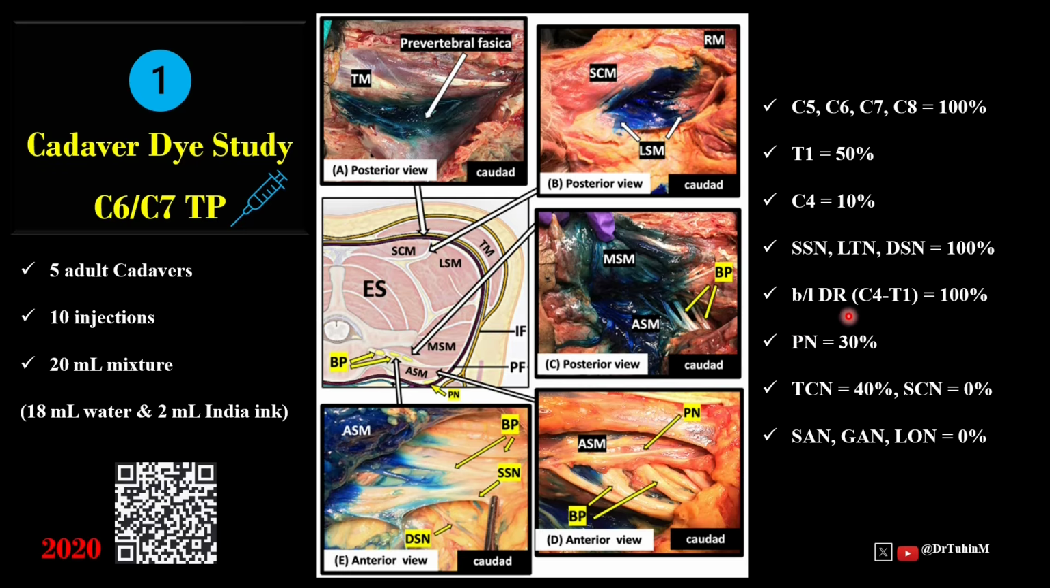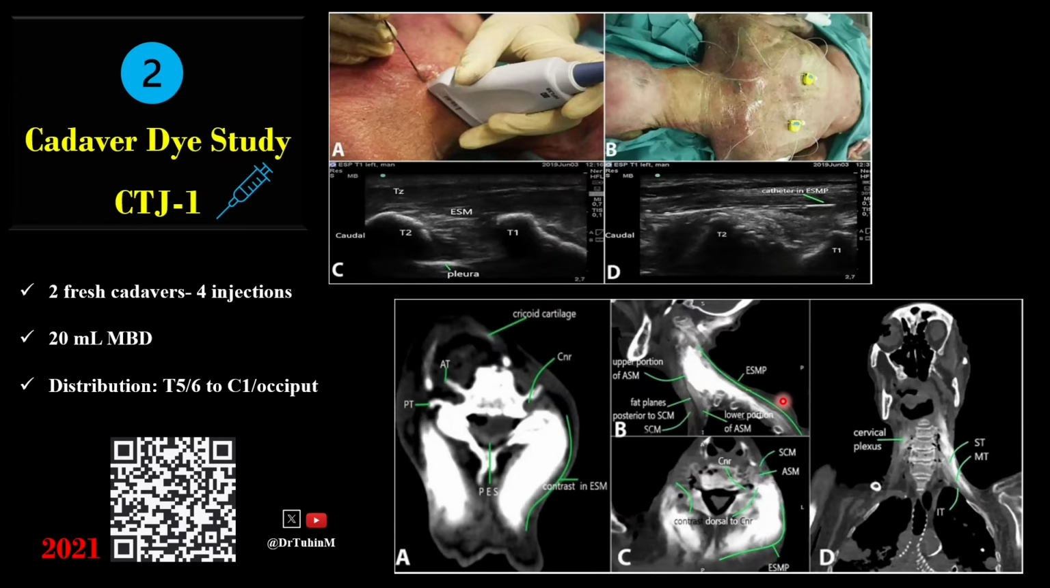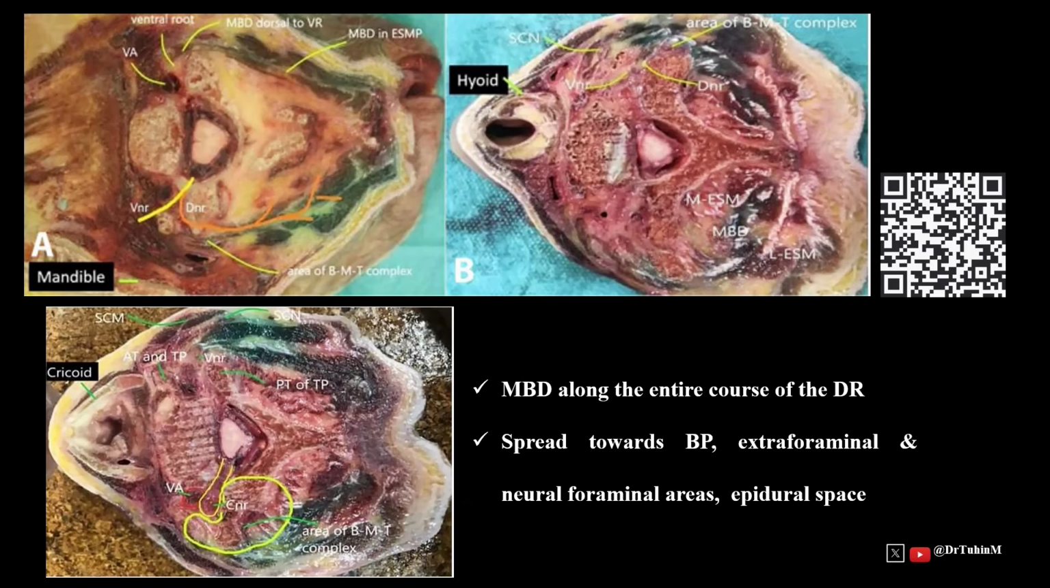In another two fresh cadaver injections, the injection was performed at the costotransverse junction of T1, and we got methylene blue dye sprayed along the entire course of the dorsal rami, and also sprayed towards the brachial plexus, extraforaminal and neural foraminal areas, as well as the epidural space. So that is why we are not using the cervical erector spinae plane block at any level, I mean at cervical or at T1 or T2 level. We have replaced it with the intersemispinal plane block.